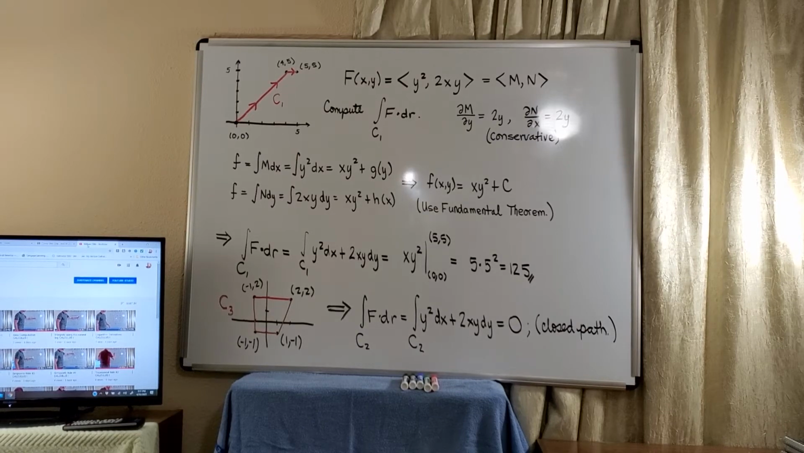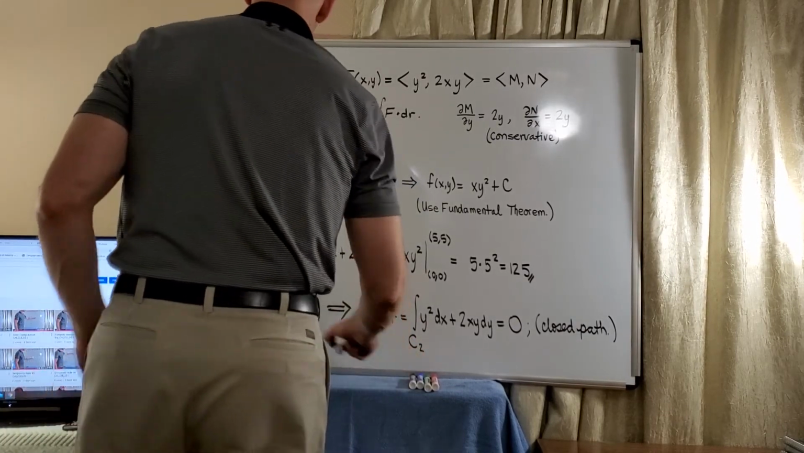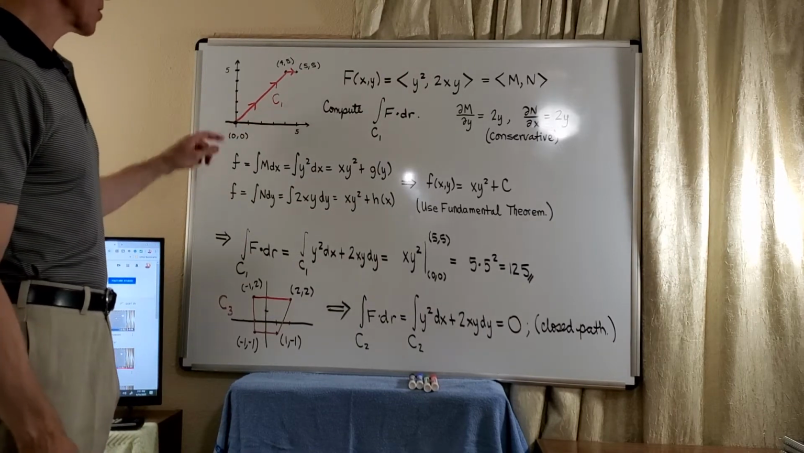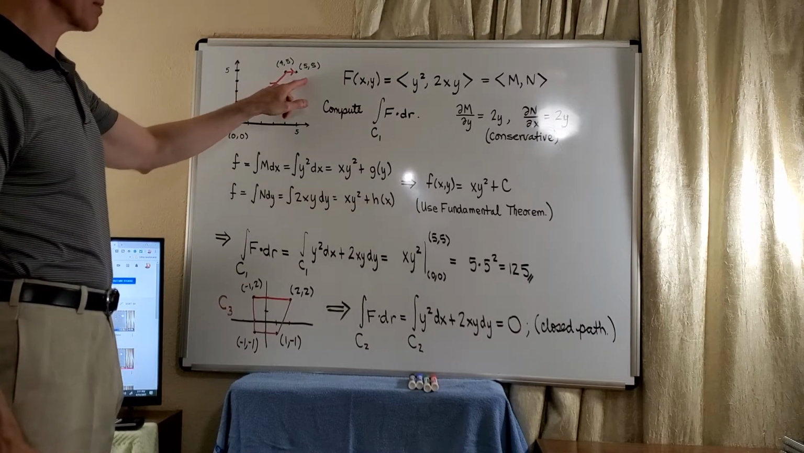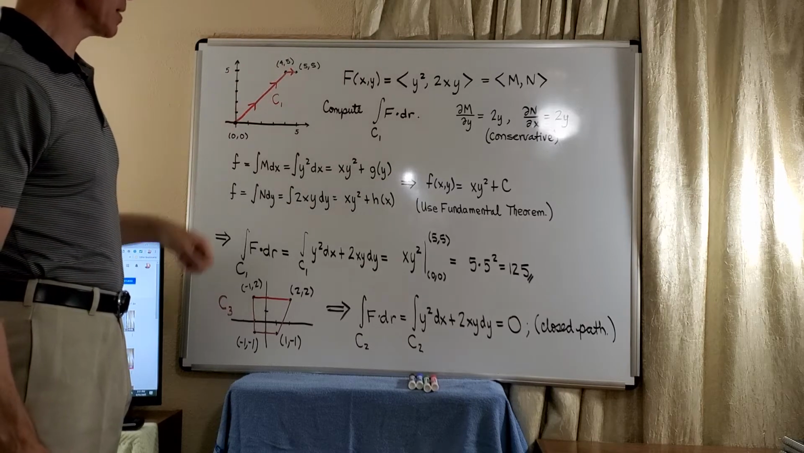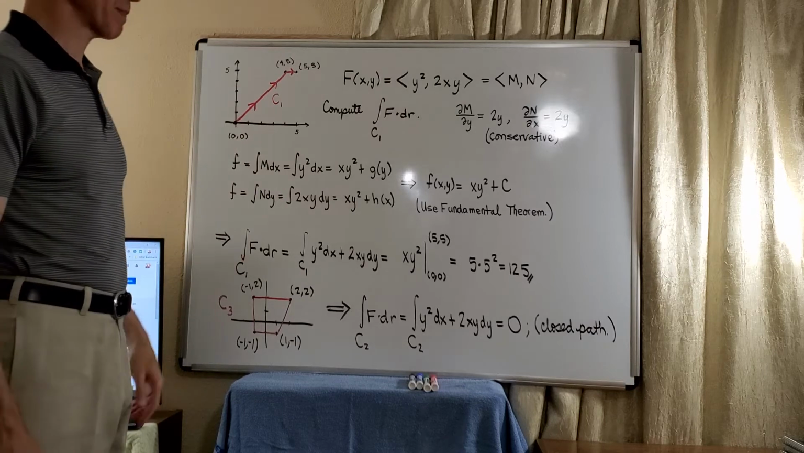Let's look at the fundamental theorem for line integrals. Here's a path. We label it C1. It starts at the origin, it ends at the point (5,5), and it's designated by this red path here. So it's two line segments basically.